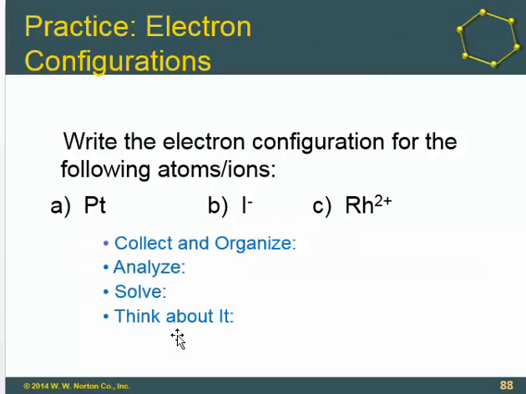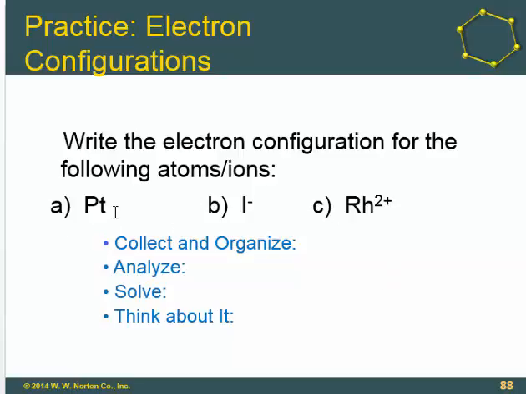So go ahead and stop this slide and write the electron configuration. Use the condensed electron configuration for this atom and these two ions. And when you're done, start the video and we'll go over it.